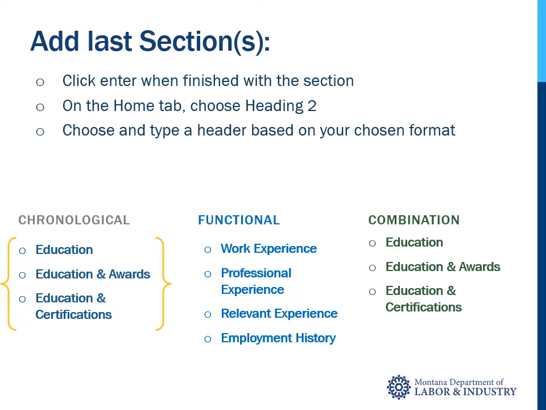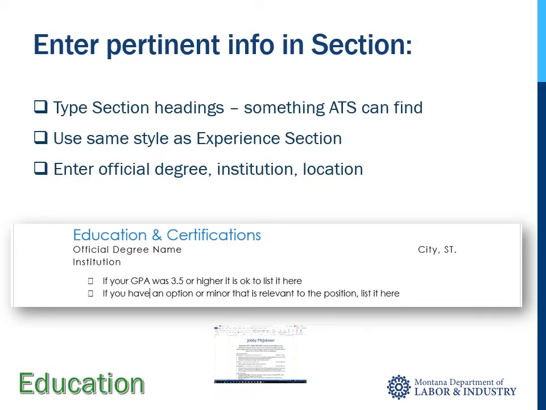Moving on to the next section, if we're doing a chronological resume, it's going to be education. However, you might be ready to start working on your work experience or your skills at this point. So we will start working on the education section, which you can call education, education and awards, or education and certification. Let's add our education section.